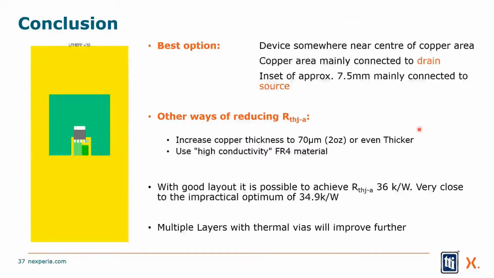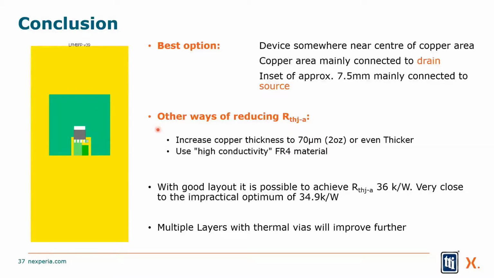So a conclusion for that. Let's look at it in general terms: I typically want the device somewhere near the center of the copper area. I want to put most of the copper on the drain, but I do want to put copper under the source as well. And also, if I inset and bring the curve around the side, I didn't show you the actual model for this, but it turns out that if you allow the heat to flow out as much as 360 degrees around the device as you can, that gives me more cooling area as well.